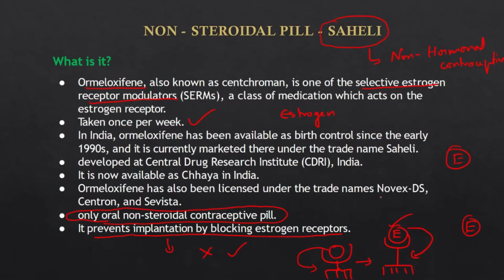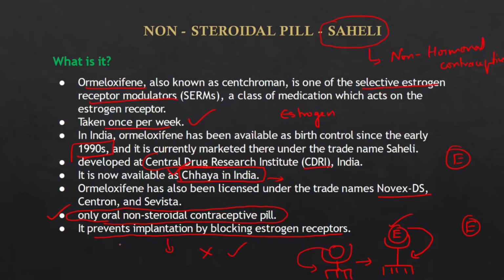And this is available in different trade names: Novex, DS, Centron, Sevista, Saheli. Or it is also available in India in the form of Chhaya. Remember, Chhaya is nothing but the Saheli drug. It is marketed in India under the brand name Chhaya. Who developed this? It was developed by the Central Drug Research Institute, and this is available from the 1990s. This point is very important: the only oral non-steroidal contraceptive pill, Chhaya in India, developed by CDRI in the 1990s, taken once per week. So these things you need to remember.